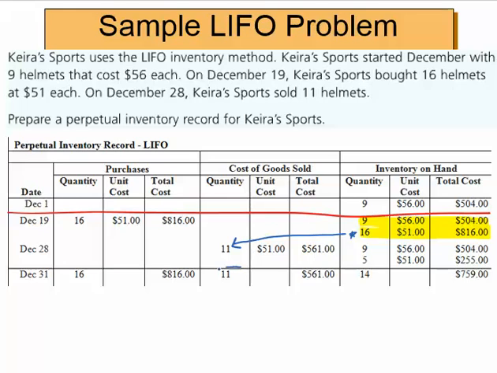That means my cost of goods sold is going to be $561. And what am I left with in inventory? Well, I got rid of 11 of those, so I still have 9 at 56. Now I only have 5 at 51. 9 and 5 is going to be 14, and if we do the math across, that leaves me with ending inventory of $759.